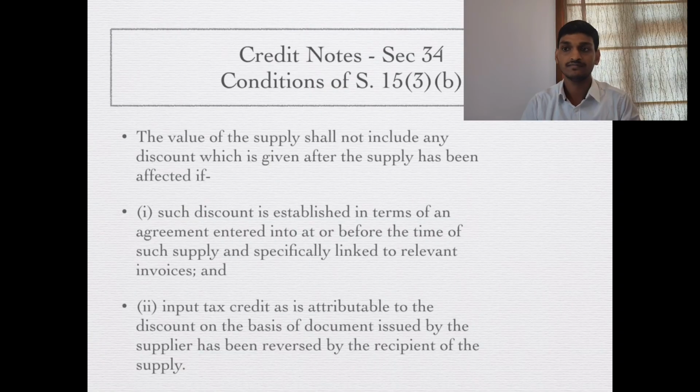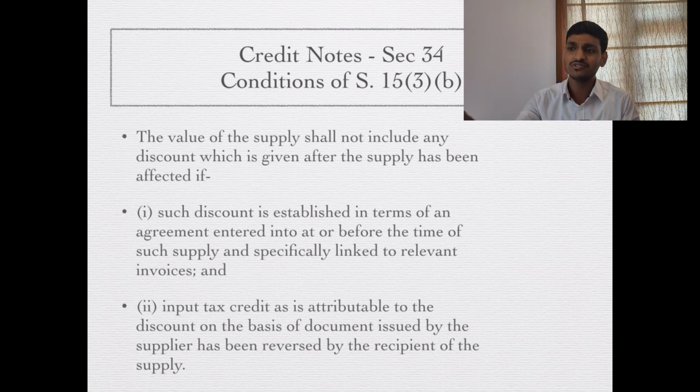After the supply? No. But to reduce the tax, he has to fulfill the following conditions. The conditions given in section 15, subsection 3, clause B. What are the conditions given in section 15, subsection 3, clause B? We will check it. The first condition is such discount is established in terms of an agreement entered into at or before the time of such supply, and specifically linked to the relevant invoices.